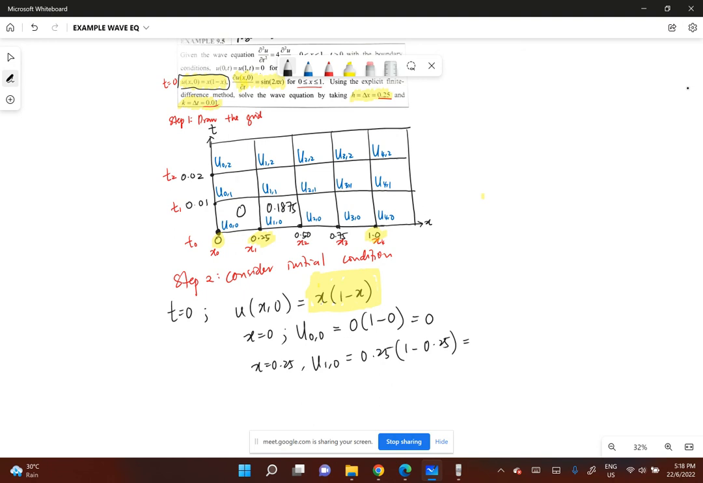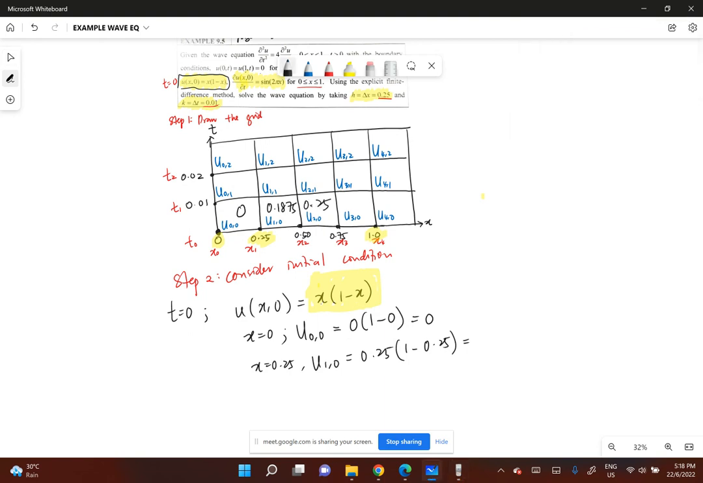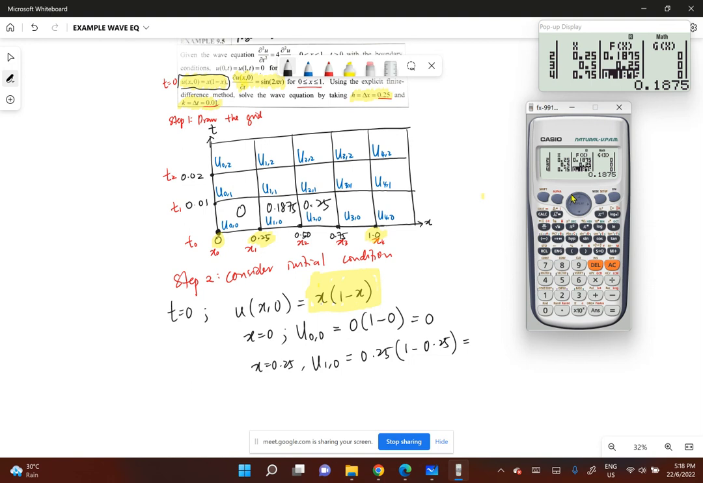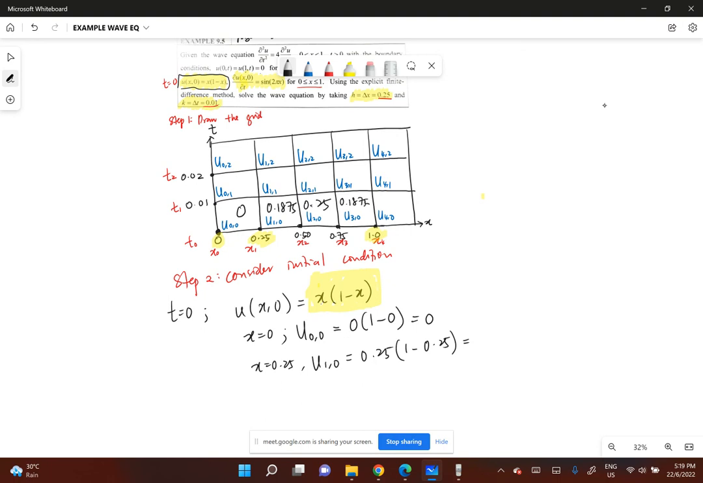You can calculate like this also, no problem. But this one is directly, you don't need to key in one by one. Okay, and then when x is 0.5, your u20 is 0.25. Here, 0.25. And then when x is, go down again, x is 0.75, your value is 0.1875. Look at that. So 0.1875 and 75, and this is 0.